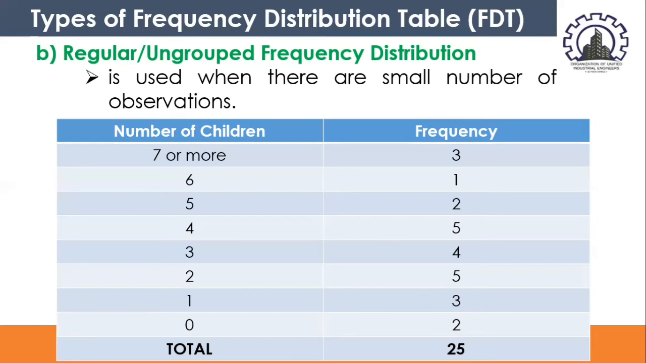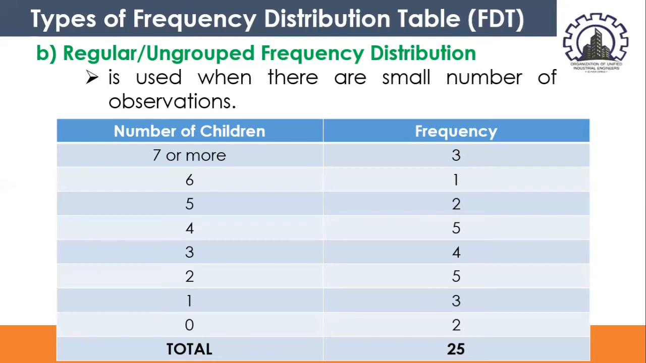So for 7 or more, there are 3 frequencies or counts. For 6, you have 1. 5, you have 2. For 4, you have 5. 3, you have 4. 2, you have 5. 1, you have 3. And 0, you have 2. So for a total of 25. And so this is called regular or ungrouped frequency distribution, because what we are doing here is just simply using this data when there are a small number of observations.